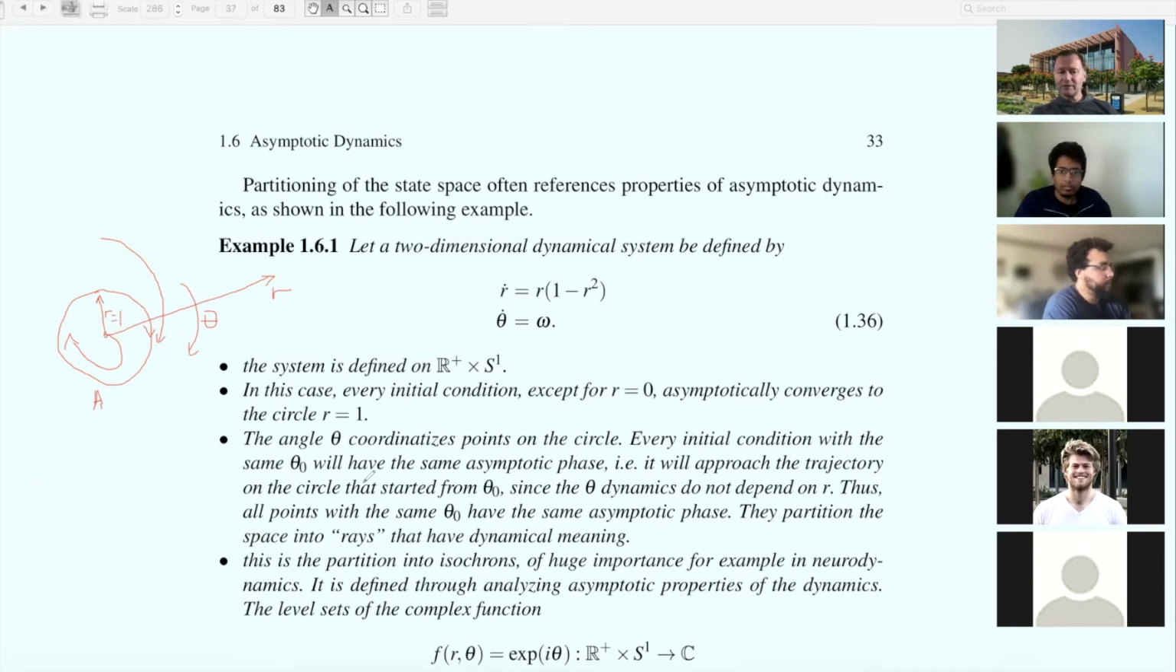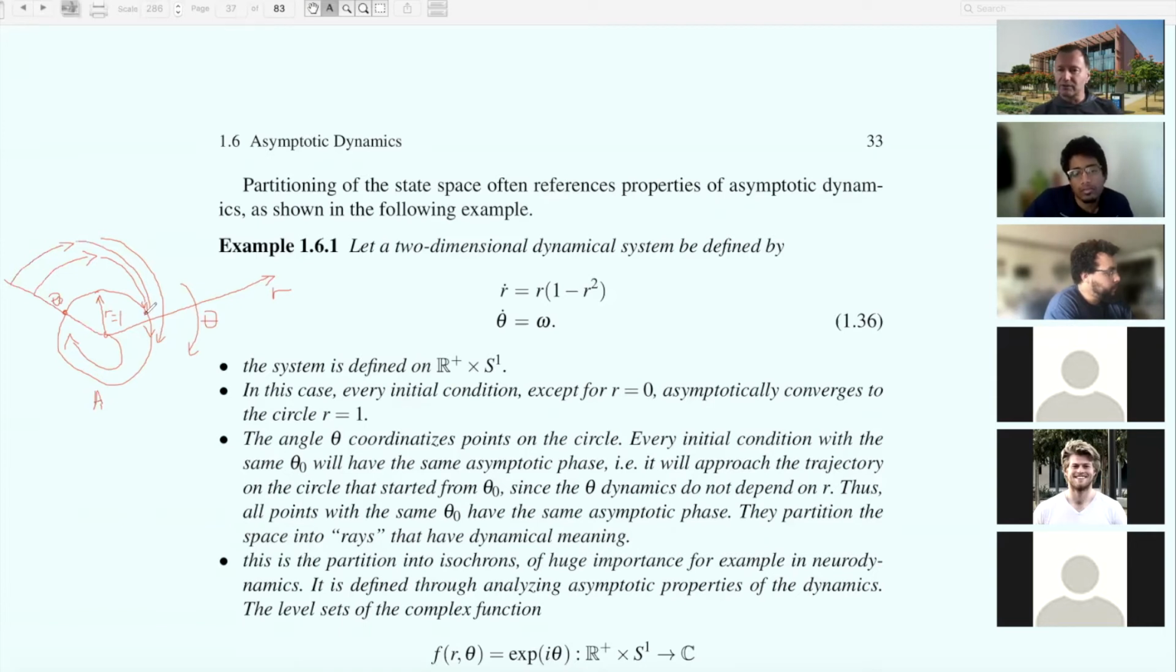And for every initial condition with the same theta 0, let's say we start with some theta 0 here, all the initial conditions on that ray are going to be doing exactly the same thing in the angular direction, yeah? They're going to be rotating with the same speed, pretty much the solid body rotation there. And therefore, all of them are going to asymptotically come together and converge to the same trajectory on the circle. And that trajectory has what is called an asymptotic phase.